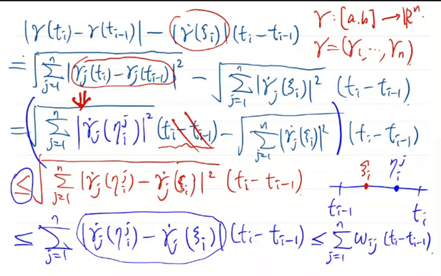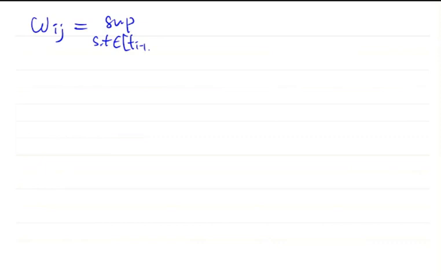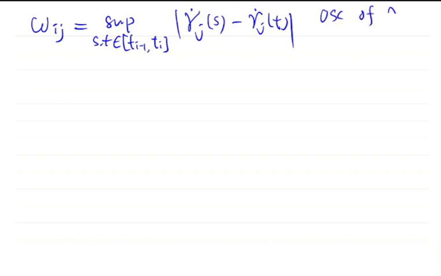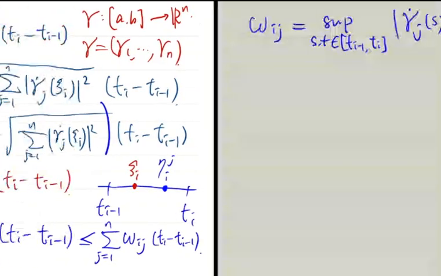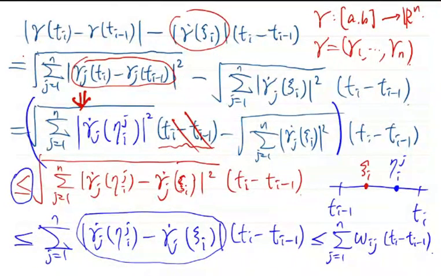Where omega ij? What's omega ij? Omega ij is the supremum of the jth component, the oscillation of this function on the interval [Ti minus 1, Ti], right? Omega ij. So denoting such omega ij to be this quantity, this estimate can go further to get the final result here.